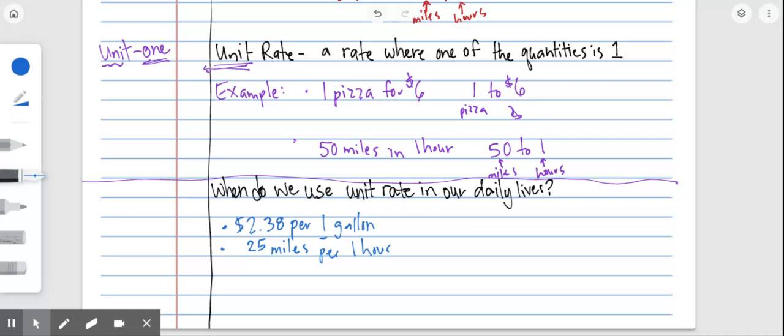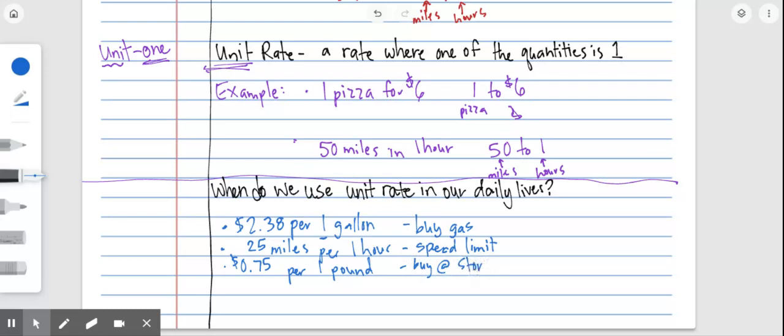Well, I go to the store and I notice that bananas are 75 cents per 1 pound. Okay. So 75 cents per pound. This is another time. So 3 different times that I use it: when I'm buying gas, when I am driving using the speed limit, and when I'm buying stuff from the store.